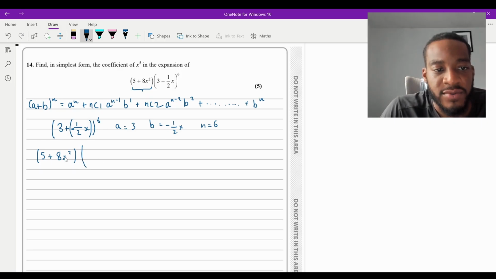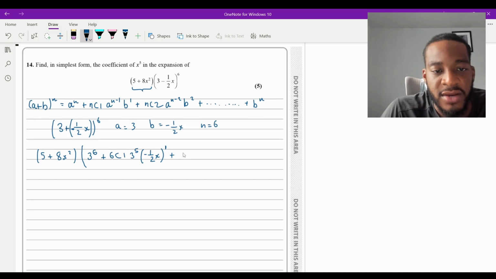So what will happen is that the first term is going to be a to the n. So it's going to be 3 to the power of 6, isn't it? And then plus nC1, so it's going to be 6C1, and then 3 to the power of 5. The power drops by 1, and then the b, which is a minus a half x in this case, is going to increase, isn't it? It's going to appear now to the power of 1. And as you can see, 5 and 1 make 6. These powers always have to add to make 6.